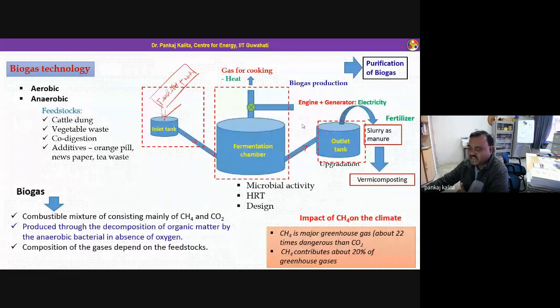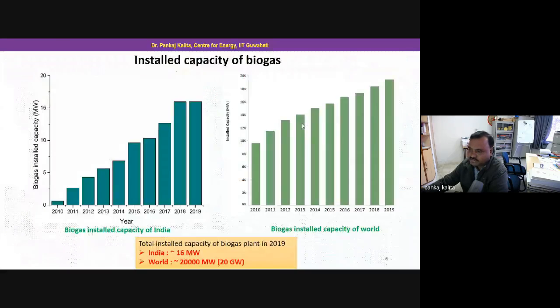So these are our challenges: how this gas can be utilized effectively for power generation, to reduce this global climate impact. Just for your information, you can see in this plot how biogas installation capacity in India is progressing. In 2019, about 16 megawatt of biogas plant has been installed in India. If we compare with the world scenario, about 20 gigawatt, 20,000 megawatt of energy is installed globally.